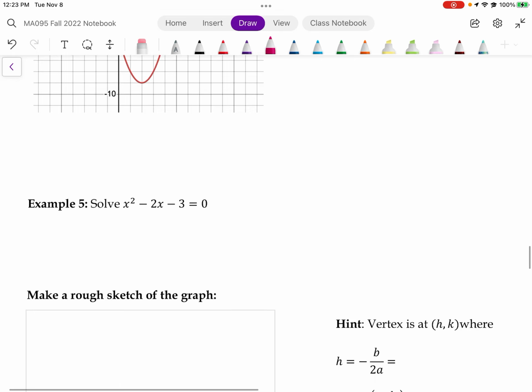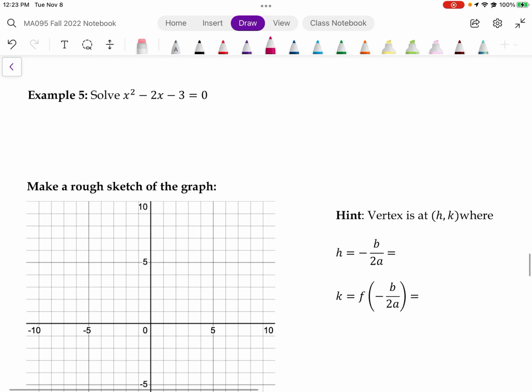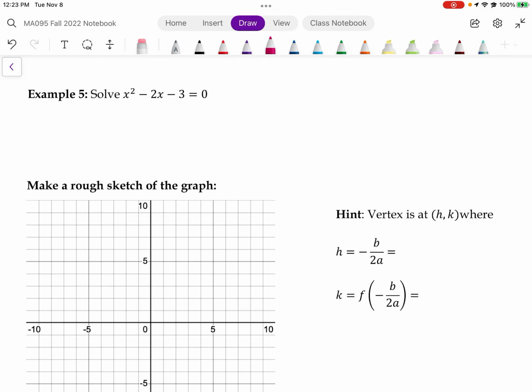All right, let's try another one. So we're going to solve it first, and then we're going to make a rough sketch. And it's really hard to make a sketch if you don't know the vertex. We've talked about finding the vertex very briefly a few modules ago, so we're going to do it again. So first, just try to factor that. Pause the video and give it a try.